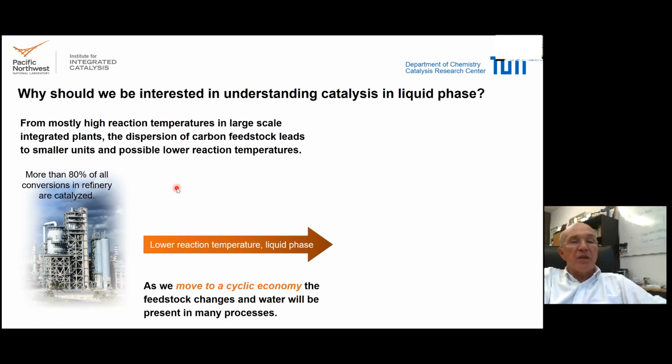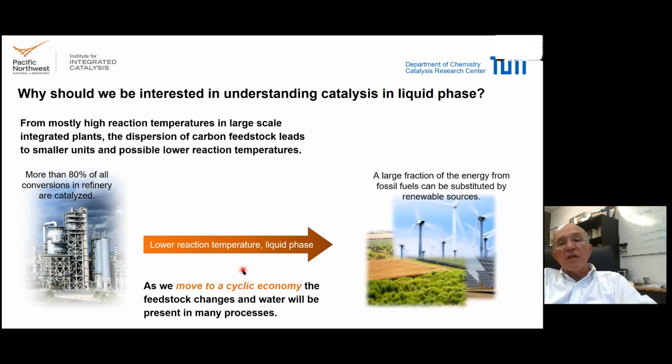As we are moving into a cyclic economy, and we would like to change not only the feedstock, but also the source of energy to renewables, we're facing a situation where we have to deal with much more dissipated energy. And therefore, we would like to store this energy in chemical bonds in processes that are much smaller than the processes that we have been used to in a refinery or integrated large chemical plants.